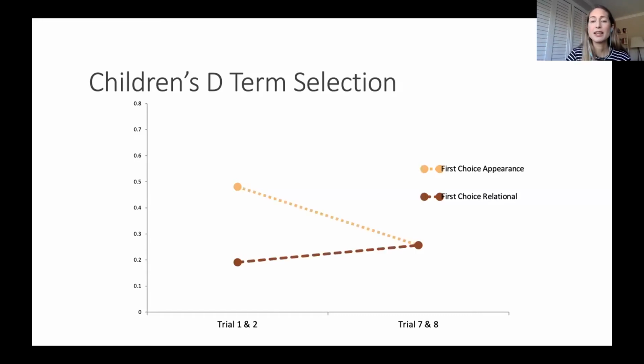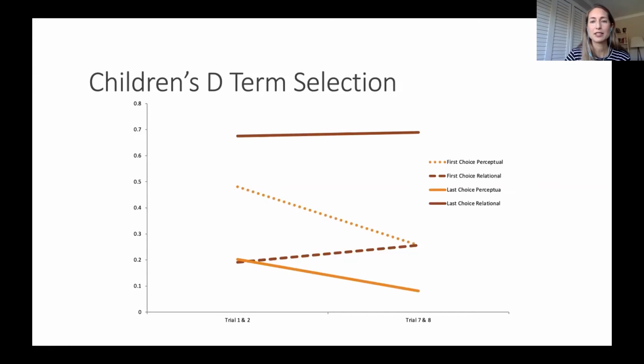But then by the end, we see that this changes. They're no longer selecting the object on the basis of appearance as much, and they're becoming more relational. So when you look at their last choice being relational, you see that across the board, after talking with their parents, the thing that the dyad settles on is most often relational. So this suggests that there's something happening. Parents seem to be coming in with the idea that relational matching is a better match than an object match, which I think is a really interesting orientation.